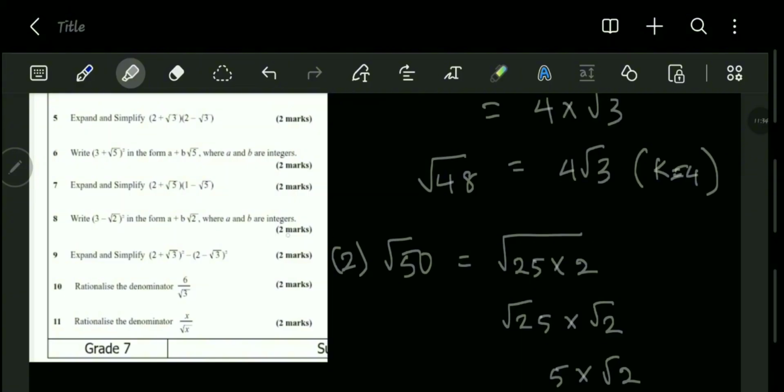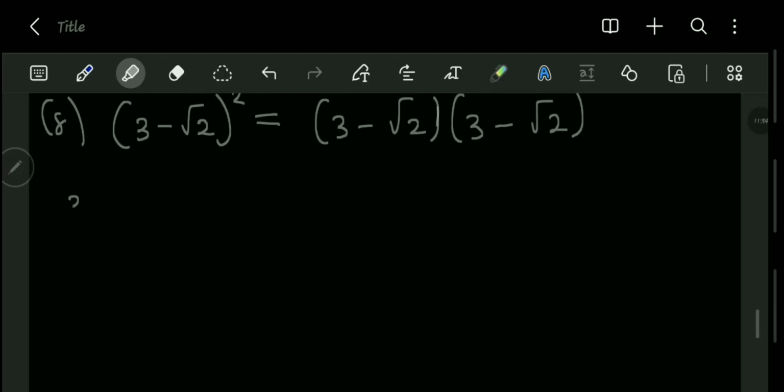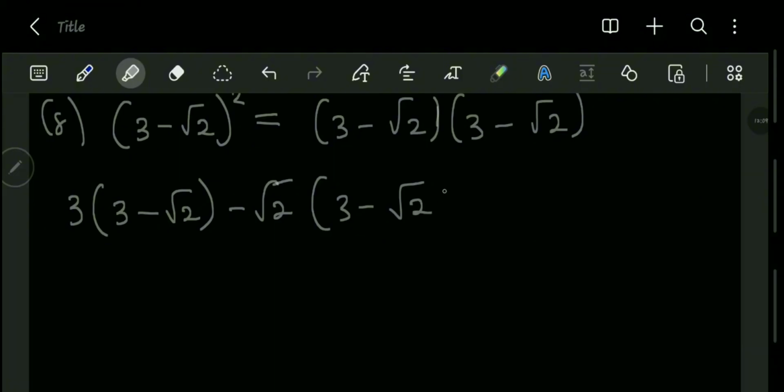And that's a simple question for a cheeky 2 marks. So 3 minus √2 all squared. Right? So we have 3 minus √2 and 3 minus √2. Expanding that, I'm using this to expand: 3 into 3 minus √2, and minus √2 into 3 minus √2.